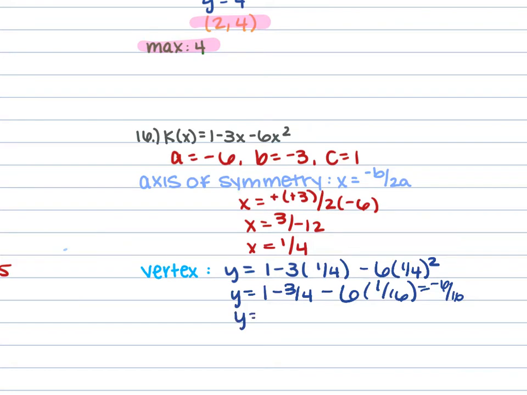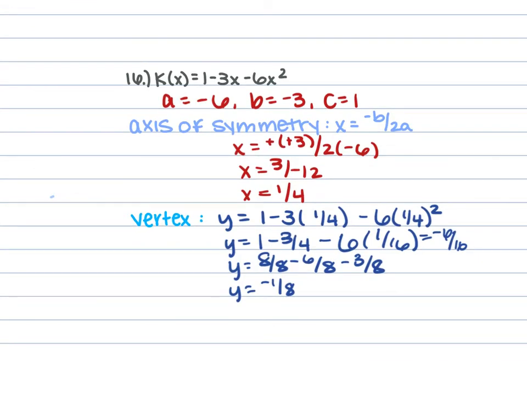So we're going to have y is equal to 8 over 8 minus 6 over 8 minus 3 over 8. Alright, so 8 minus 6 is 2, minus 3 is negative 1. So y is equal to negative 1 over 8. We're going to have the ordered pair for our vertex, negative 1/4, negative 1/8. And then because our a is that negative 6, we have a maximum value, and that is the negative 1/8.